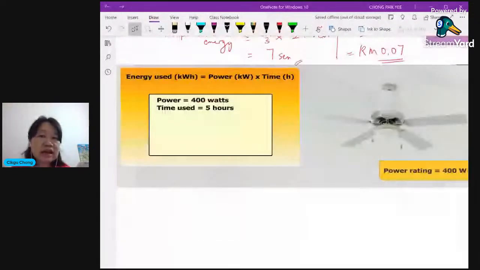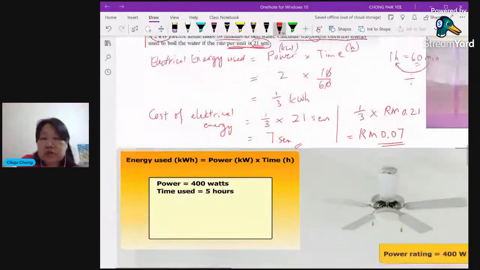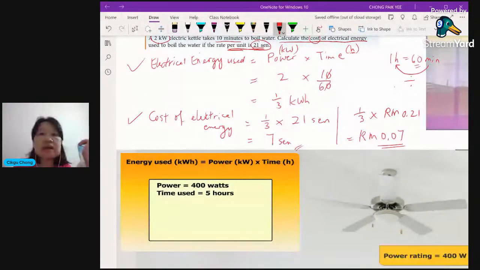So first of all, let's say look at this fan. The question here is, calculate the electrical energy use for this fan if it's switched on for 5 hours. Now this question doesn't ask you for bill, no need to ask for the cost, just ask you to count the energy use only. So that means you only do the first step only. If the question asks you for cost, then you have to proceed with the second calculation. This one, they ask you, if this fan use already how much of energy? If you switch on the fan for 5 hours and this fan has the power rating of 400 watts.